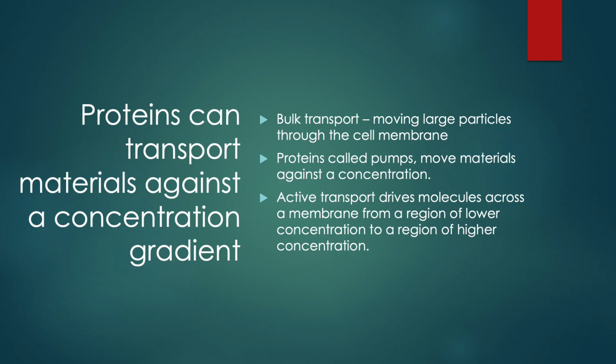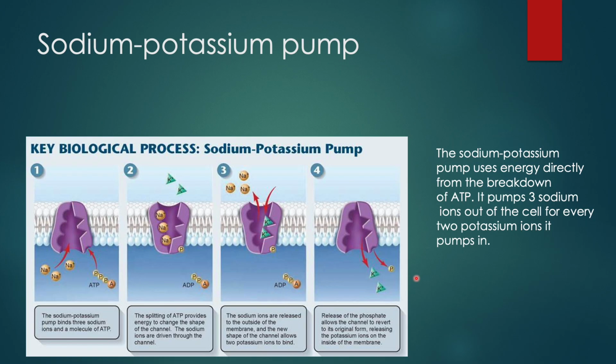Proteins can transport materials against a concentration gradient. Proteins called pumps move materials against that concentration gradient. Active transport drives molecules across the membrane from a low concentration area to a high concentration area. The pump, remember we've talked about one, was the sodium potassium pump. The sodium potassium pump is using energy, a form of active transport.